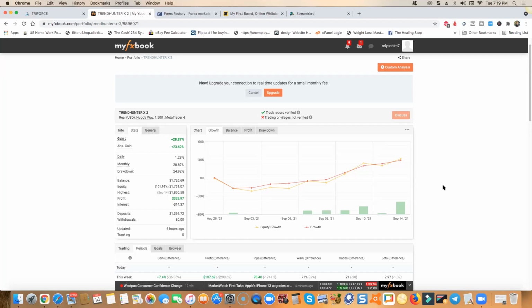Any trend trading software that has a stop loss in place. Just having a stop loss changes the game. It changes the game when it comes to expert advisors, ladies and gentlemen.